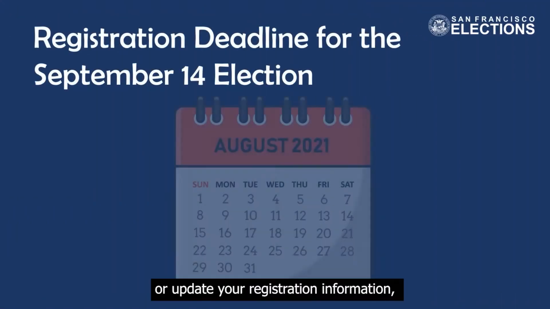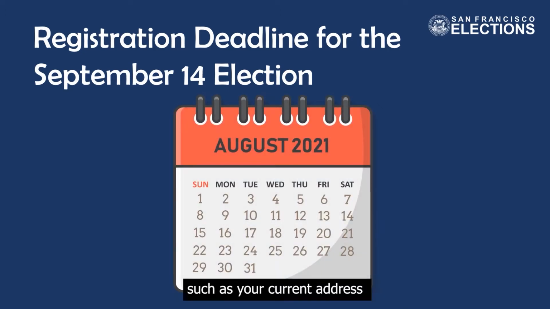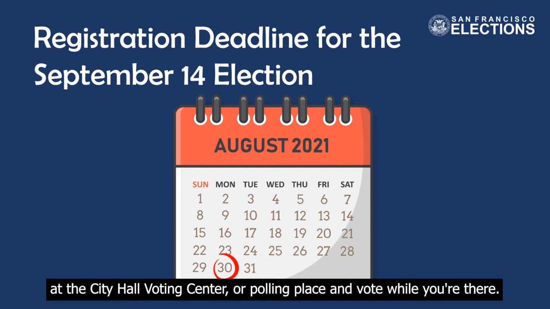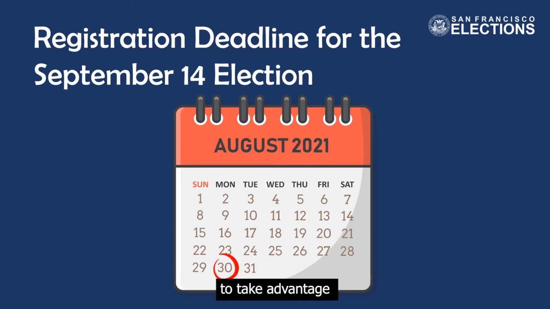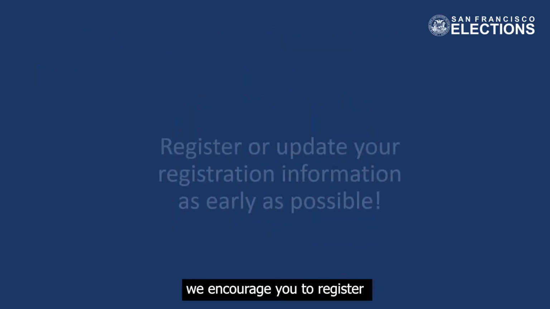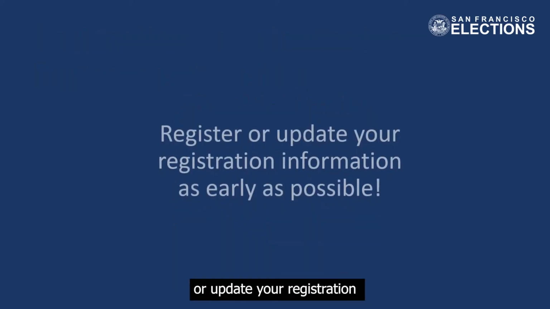You can register or update your registration information, such as your current address, online or by mail up until August 30th, 2021. After that date, you will need to register in person at the City Hall Voting Center or polling place and vote while you are there. To take advantage of all your voting options, we encourage you to register or update your registration as soon as possible.